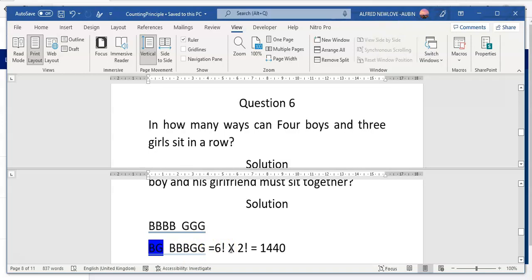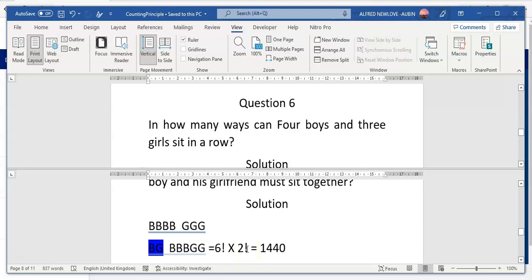And n means times. This boy and a girl, with this boy and a girlfriend, can swap. That means a girl may come first and a boy may come second, or a boy may come first and a girl may come second. Is that okay? So if they swap, it's going to be what? 2 factorial.